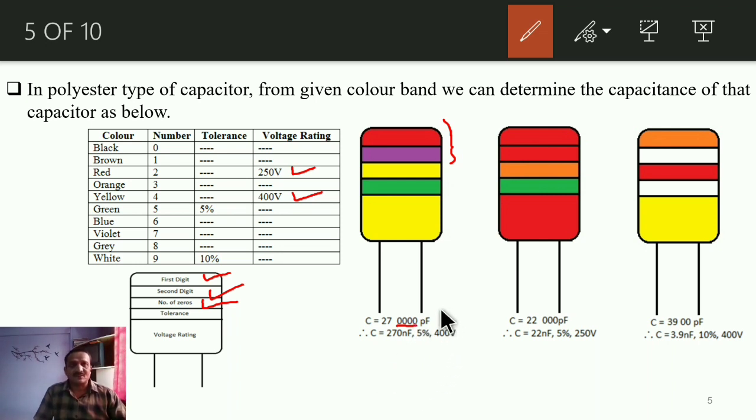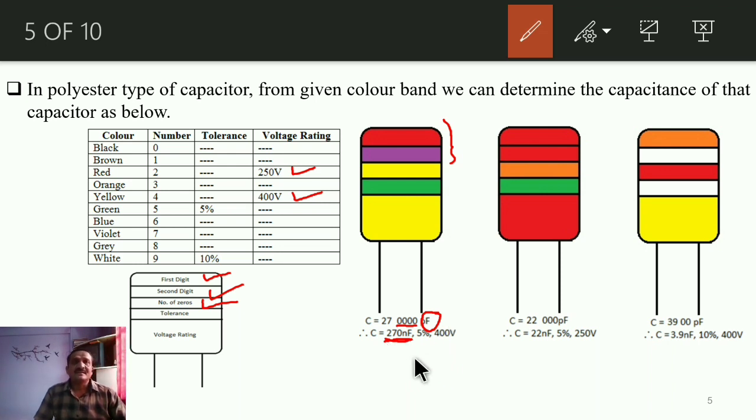correct? And same as the previous type of capacitor, that is ceramic, the picofarad you have to write by default. Okay? Picofarad means it will be 10 raised to minus 12 farad. Now when you adjust these numbers, you will have the value as 270 nanofarad. So this capacitor, that means 27 and 4 zeros into 10 raised to minus 12 farad, will be 270 nanofarad. That means 270 into 10 raised to minus 9 farad.